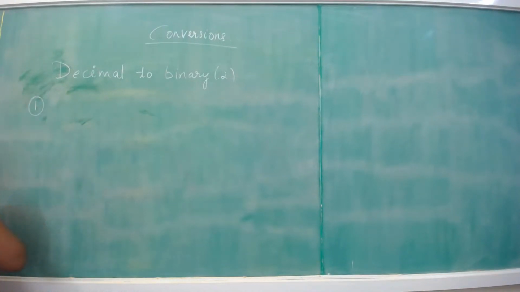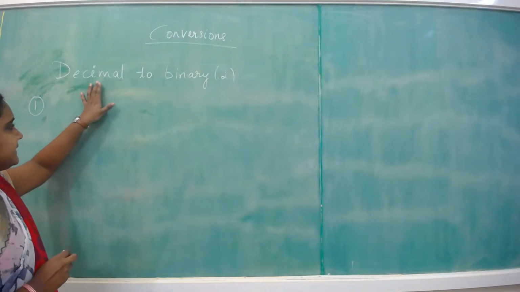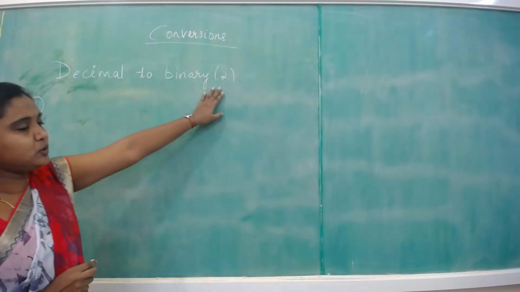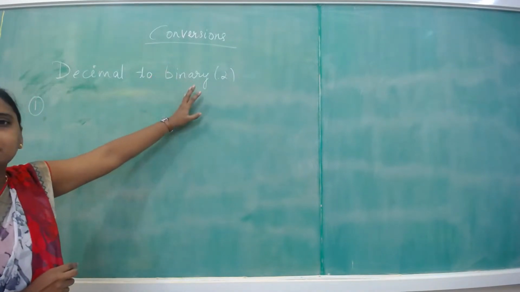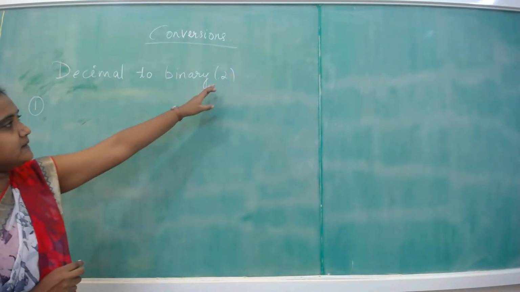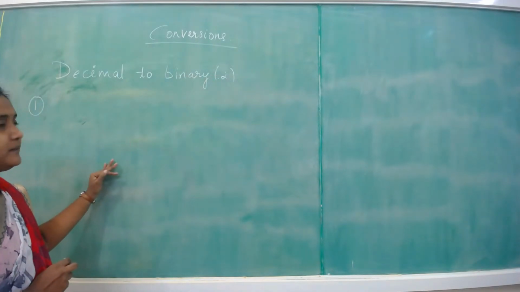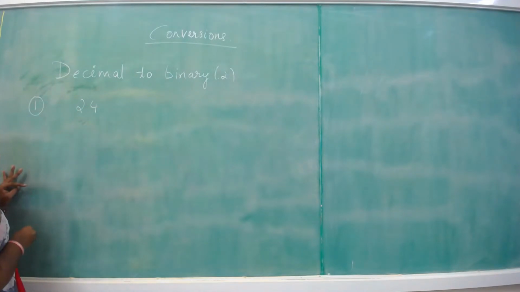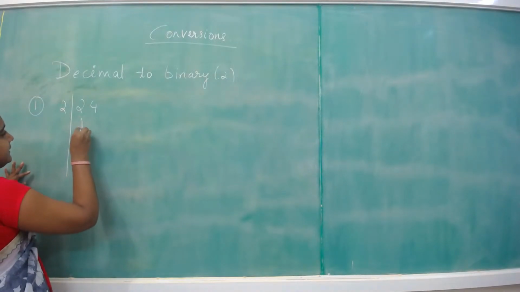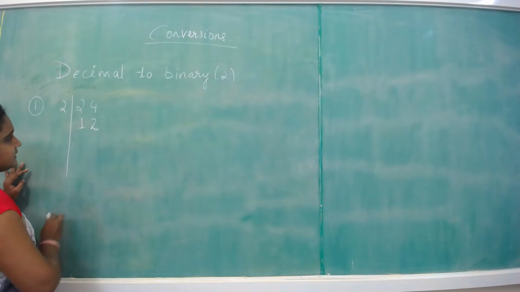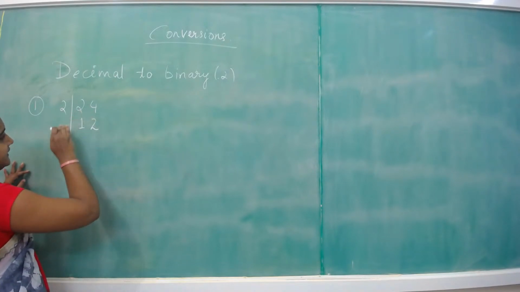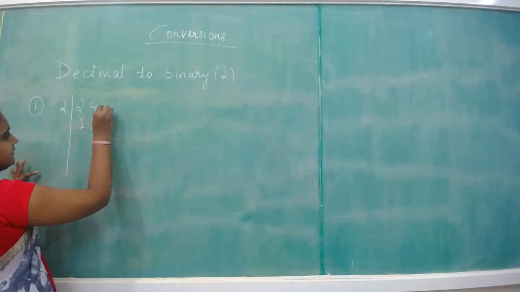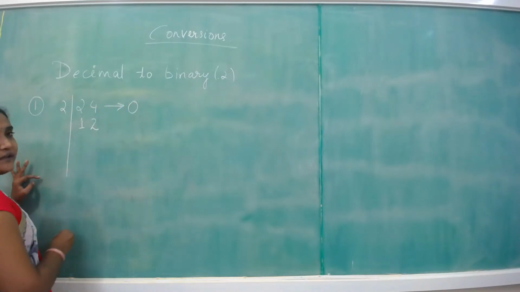For the first example, whatever decimal value is given, we keep on dividing it by 2, and we keep writing the remainder and quotient in a manner that gives us a binary number. For example, I will take the number 24. I keep dividing it by 2. 24 divided by 2 is 12. 24 is perfectly divisible by 2, so there is no remainder, and we write 0.